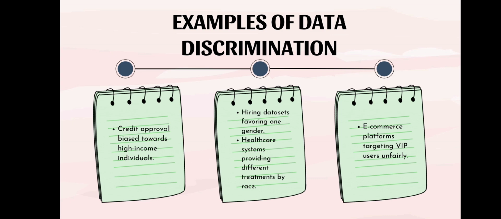Number 4, last is e-commerce platforms targeting VIP users unfairly. Ang ibig sabihin naman nito, VIP programs or loyalty schemes could inadvertently discriminate. For example, offering exclusive deals or early access to VIP customers might disadvantage those who cannot afford the higher spending levels required to achieve VIP status. This creates a system where already privileged customers are further advantaged. Ang apat na ito ay mahalaga talaga sa data discrimination.